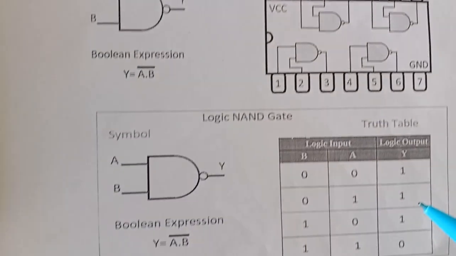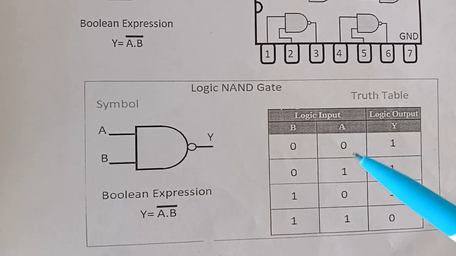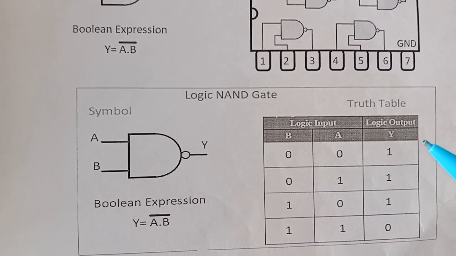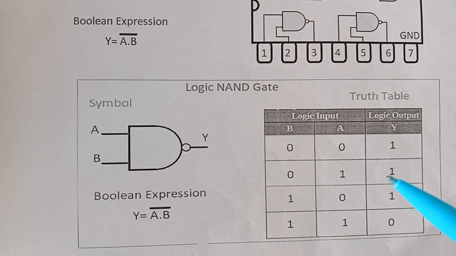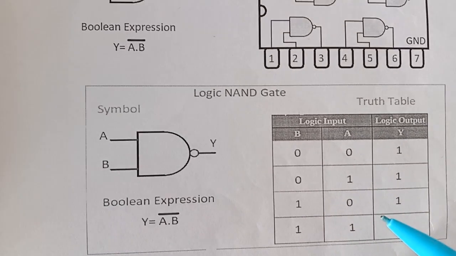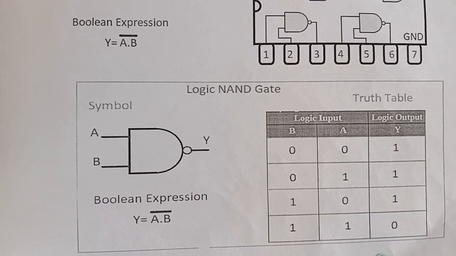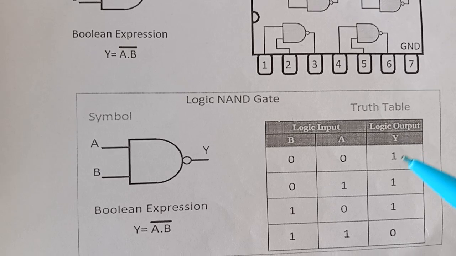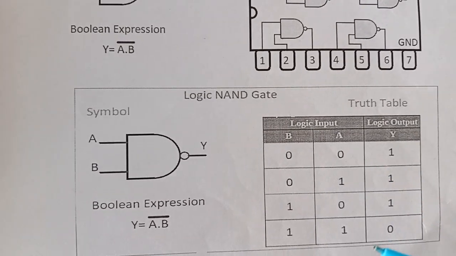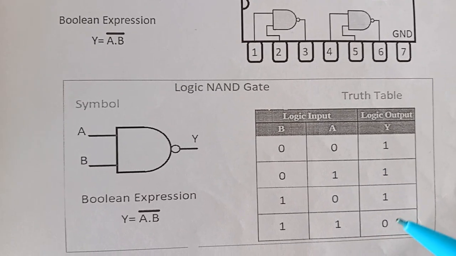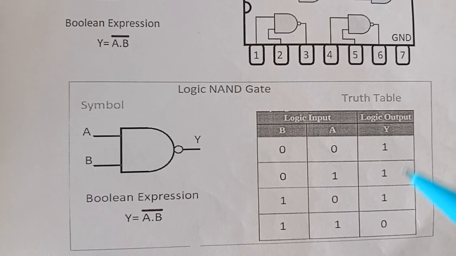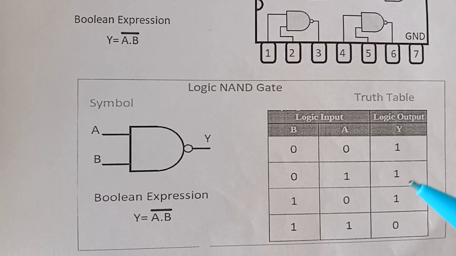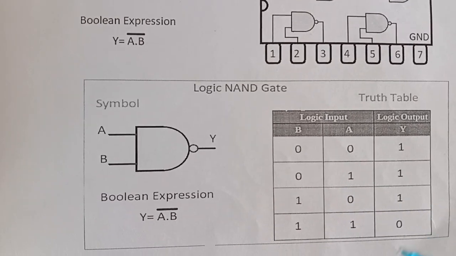So this is the truth table for the NAND gate. If you apply low values, that is 0 0, the output is high, which is the inversion of the AND gate. 0 1 gives output 1, 1 0 gives output 1, and 1 1 gives output 0. So if both inputs have the same high value, the output is 0, otherwise the output is 1. We want to verify the truth table under these different conditions.